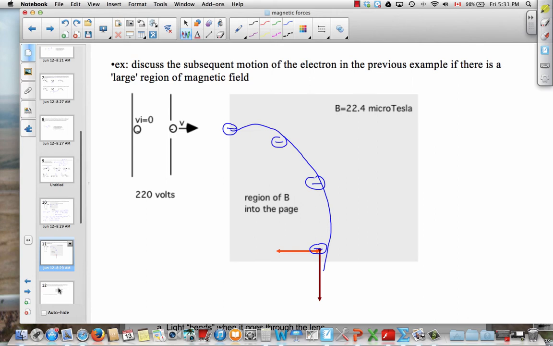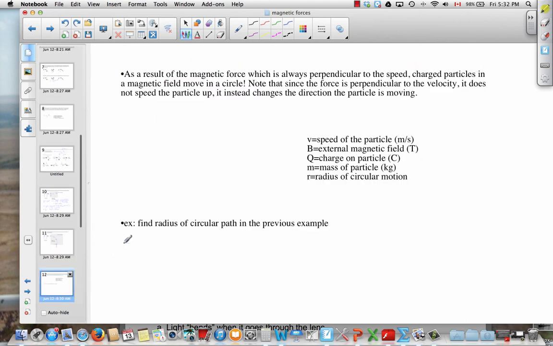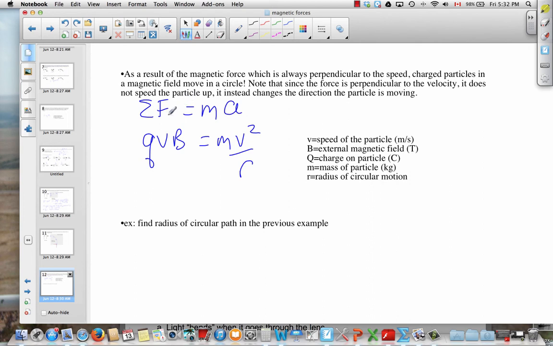So if it's going in a circle, then it's accelerating inwards, and there must be an inwards force. Well, that inwards force is the qvB force. So we can write Newton's second law. We can say net force must equal mass times acceleration. But when you're going in a circle, the acceleration is v squared over r.